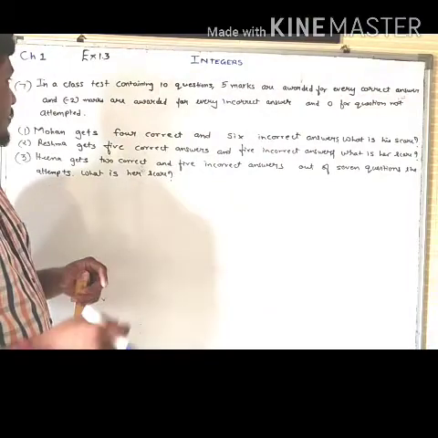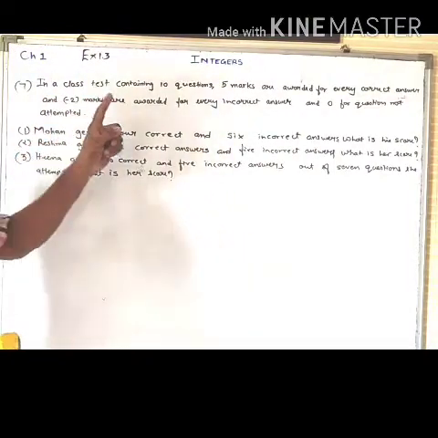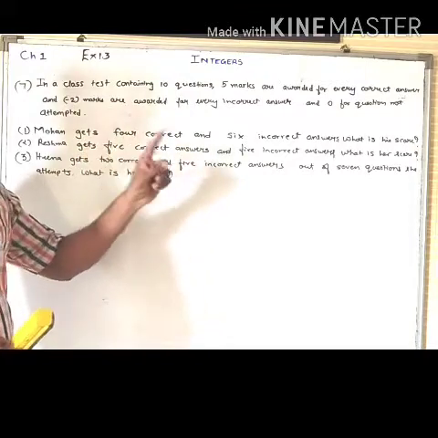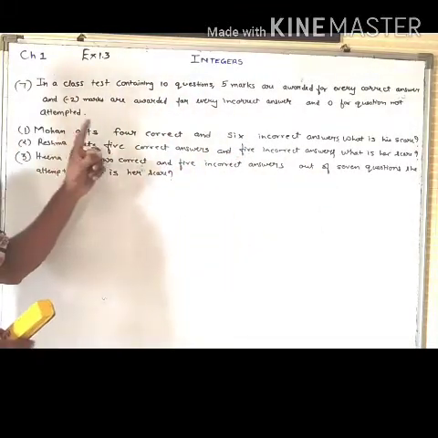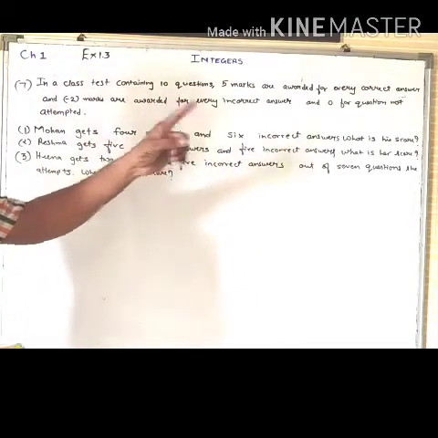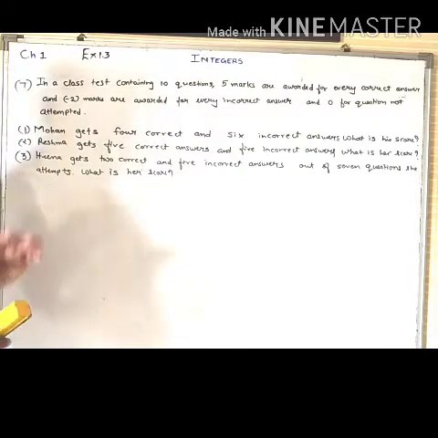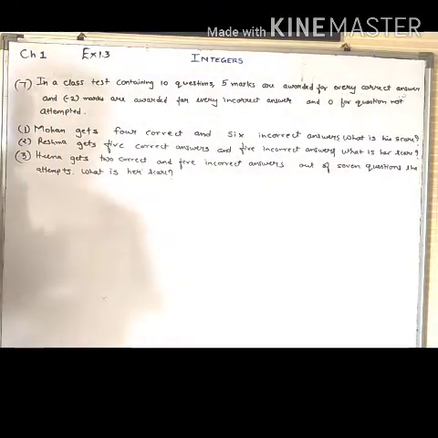Now let us begin our sum number 7. As you can see, in a class test containing 10 questions, 5 marks are awarded for every correct answer and negative 2 marks are awarded for every incorrect answer and 0 for questions not attempted. One by one we need to find the answer. 3 sub questions are there related to this.